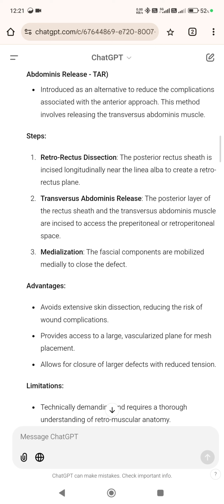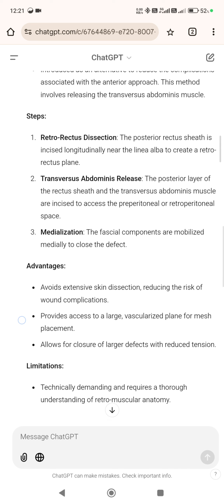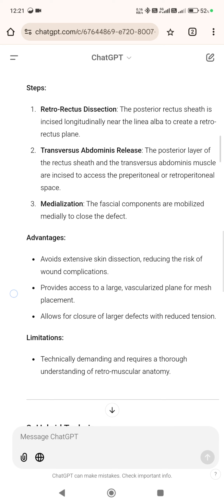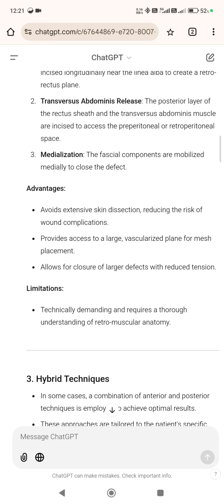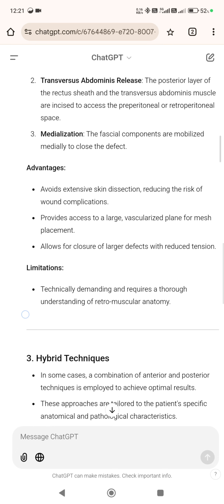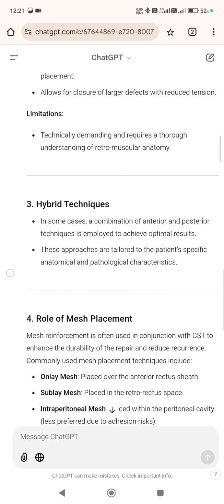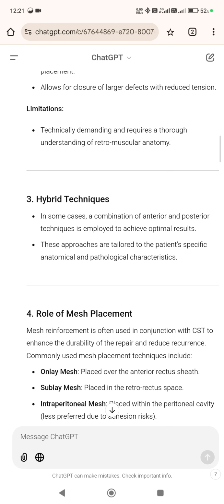Advantages. Avoids extensive skin dissection, reducing the risk of wound complications. Provides access to a large vascularized plane for mesh placement. Allows for closure of larger defects with reduced tension. Limitations. Technically demanding and requires a thorough understanding of retromuscular anatomy.